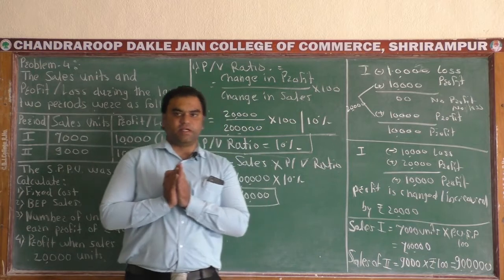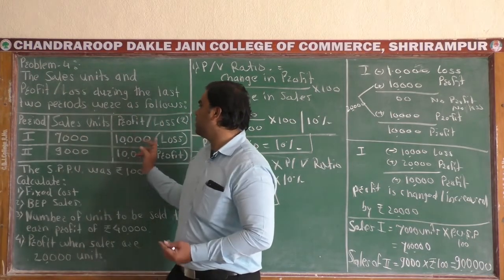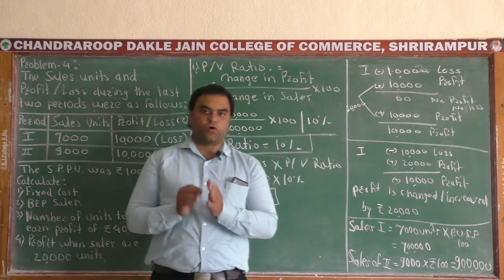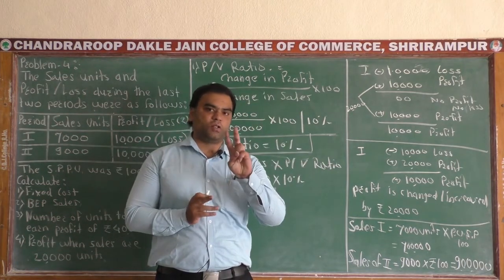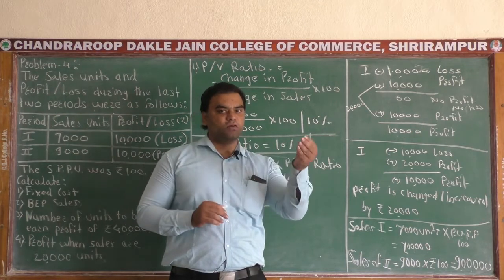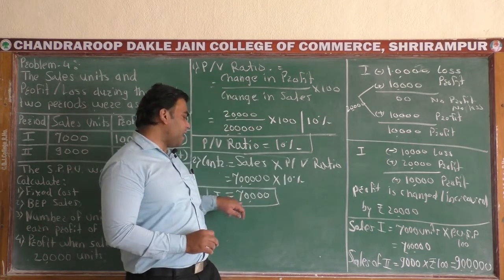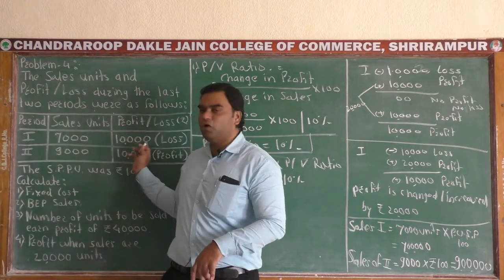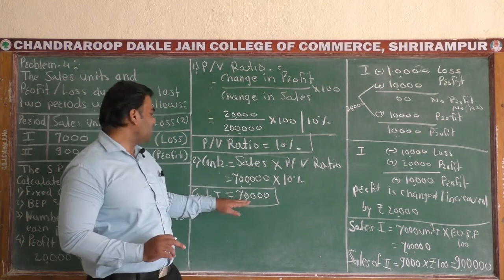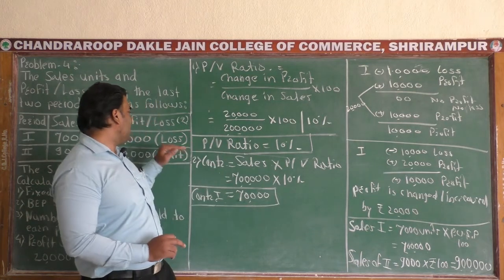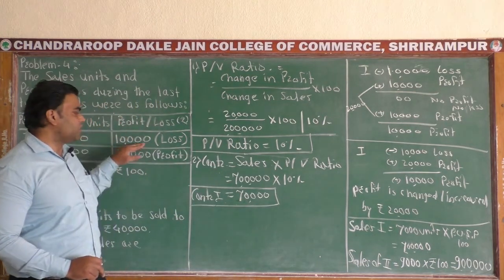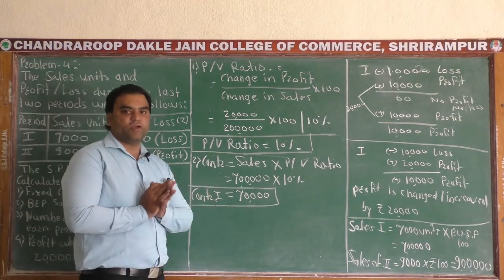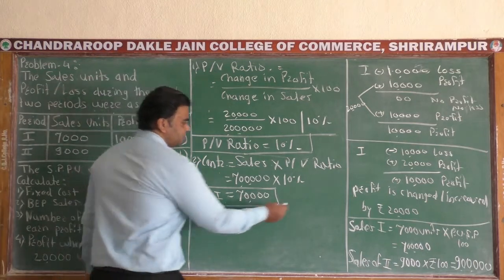Contribution is 70,000. Now period 1 loss amount is given. Loss is 10,000. So fixed cost is equal to contribution plus loss. So for period 1 we have 70,000 contribution plus loss 10,000 is equal to fixed cost. In that way we can calculate the amount of fixed cost.